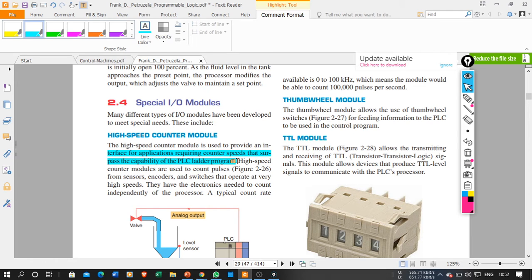Basically, in the high speed control module, the high-speed counter modules are used to count pulses. These pulses come from sensors, encoders, and switches that operate at very high speed. So these modules are used to count pulses which occur at very high speed.